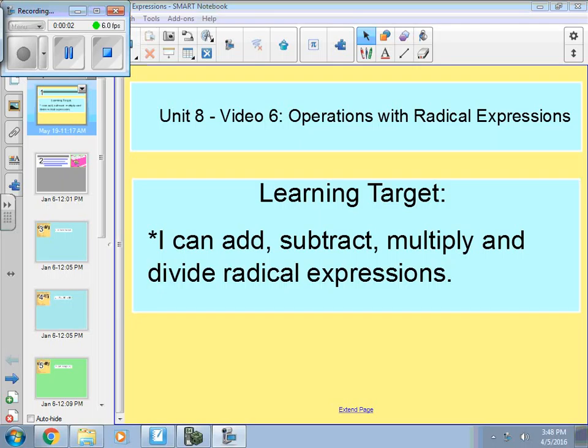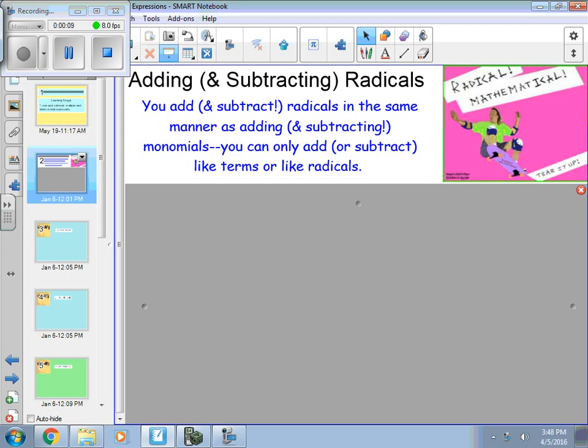We're again going to be working with radicals today. We want to be able to add, subtract, multiply, and divide when you have a radical expression. So we'll start with adding and subtracting. You can add and subtract radicals in the same manner as adding and subtracting monomials.